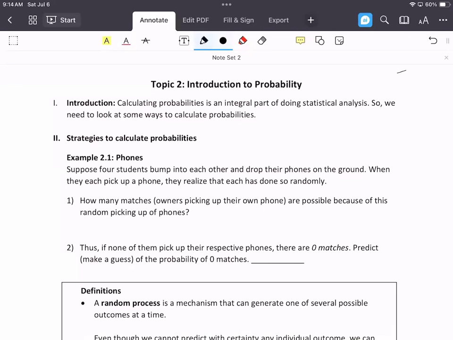Let's think about it. How many matches, owners picking up their own phone, are possible because of this random picking up of phones? We've got four students, each of them has a phone. What is the absolute best case scenario? That they each get their own phone. So everyone matches because they all get their phone. Well, what's the worst case? The worst case would be that no one gets their phone. So then one person could get their phone, two people could get their phone, three people could get their phone, or four people could.